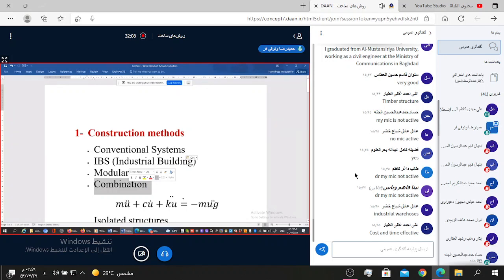Another construction system is a combination system between the conventional or IBS system, or the conventional modular system, or a combination with the traditional system in this country. For example, in our country or your country, maybe some architects design and construct various structures with stone, with masonry structure. We can make a combination between this traditional system and a steel structure, or this system and a concrete structure, or this system with a modular structure. So we call it the combinational construction method.